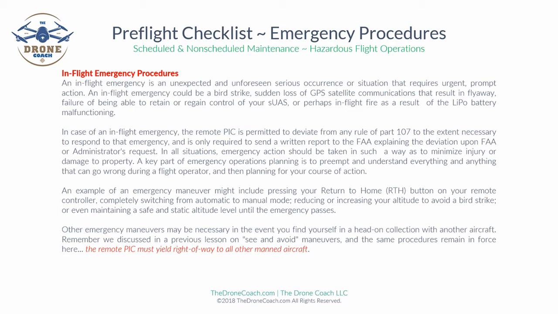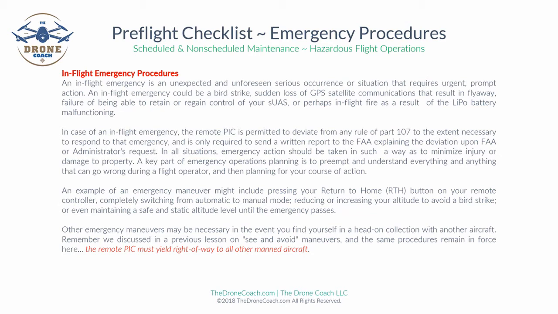Now, in case of an in-flight emergency, the remote pilot in command is permitted to deviate from any rule of Part 107 to the extent necessary to respond to that emergency. And the remote pilot is then only required to send a written report to the FAA explaining the deviation upon the FAA administrator's request. In all situations, emergency action should be taken in such a way as to minimize injury or damage to property.